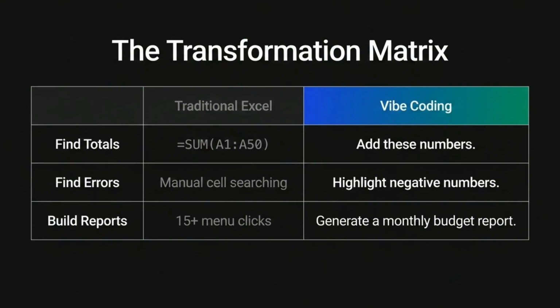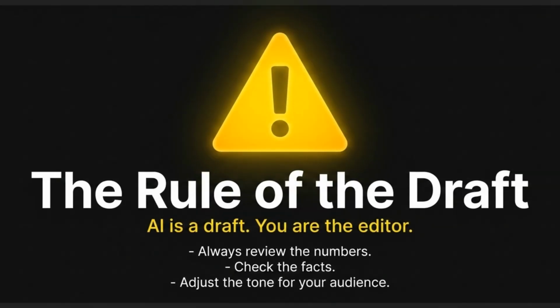This transformation matrix shows how vibe coding simplifies traditional tasks, turning complex manual processes into quick, natural language commands. Remember the rule of the draft. AI is the draft, but you are the editor. Always verify numbers, check your facts, and adjust tones for your audience.